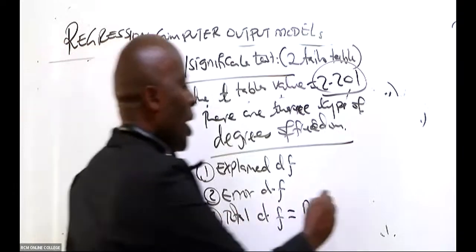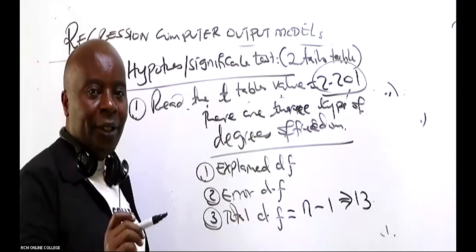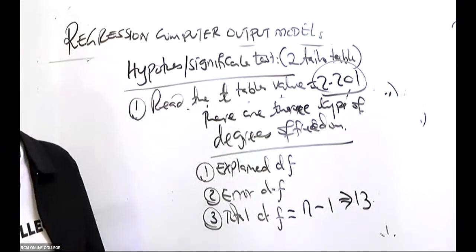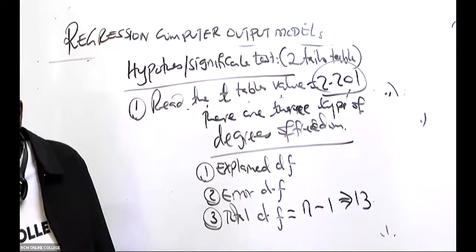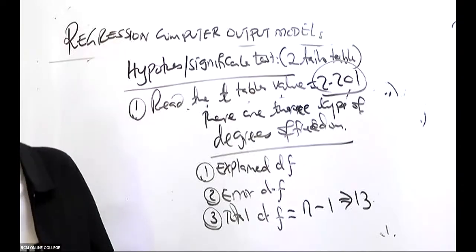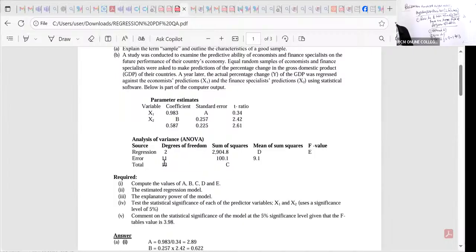Like in this question, have they given us the total degrees of freedom? There are 13 total degrees of freedom. If you look at that table very well, ladies and gentlemen, my good students, you'll be able to see the total degrees of freedom. So the total degrees of freedom here, there are 13. I hope you're able to see them.